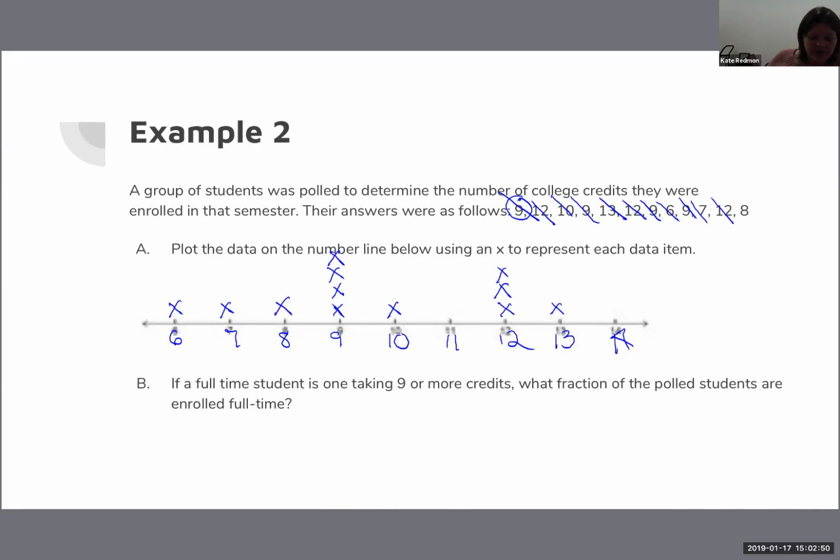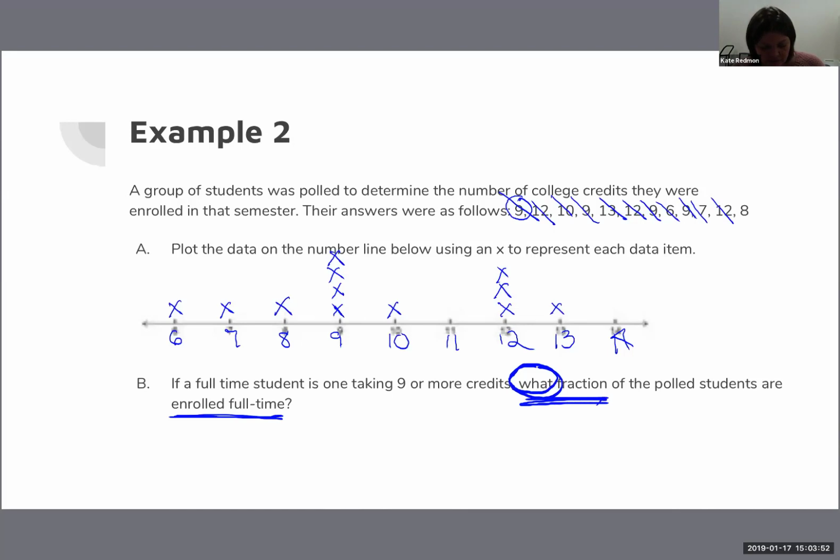So let's take a look at B. It says, if a full-time student is one taking 9 or more credits, what fraction of the polled students are enrolled full-time? What am I asking you to do? What's the question here? I see some if information, if a full-time student is one taking 9 or more credits. That's just more information for me. But now I see this question word, what? And that's that signal here that my question is starting. So what fraction of the polled students are enrolled full-time?